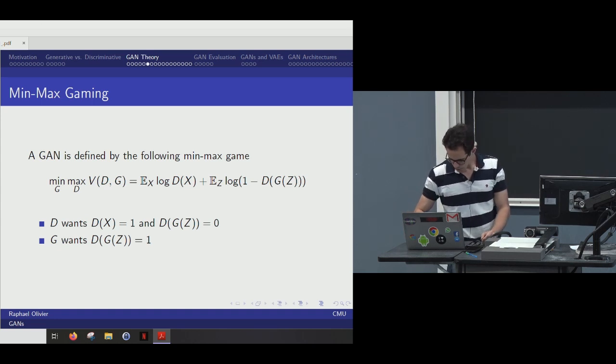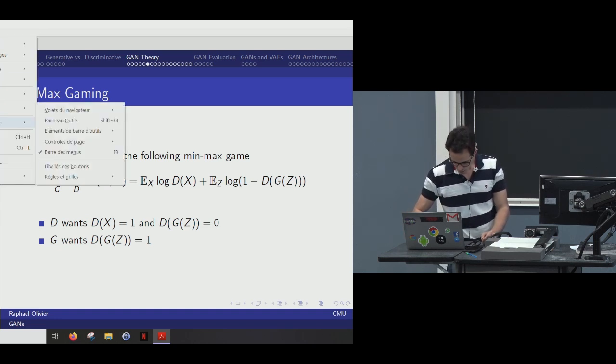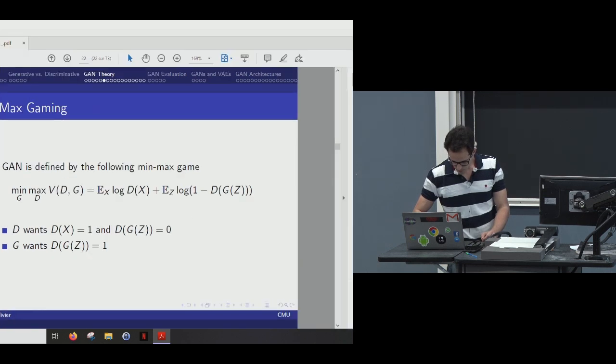Why am I not in full screen anymore? Oh, no. OK, there's no way to do that. Too bad.